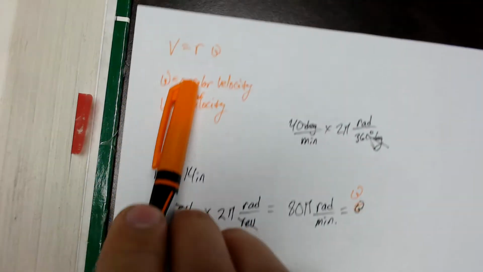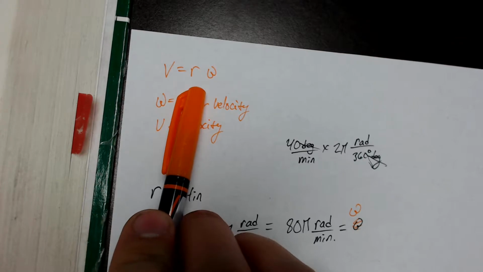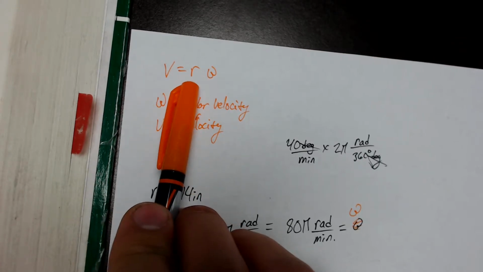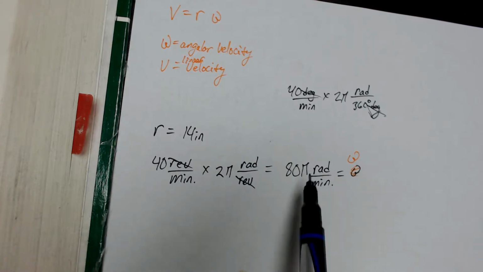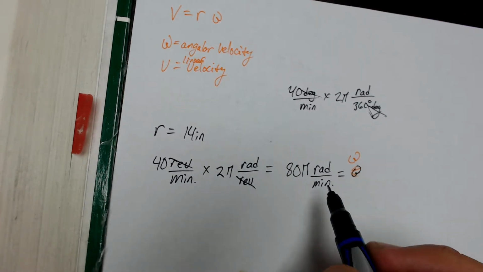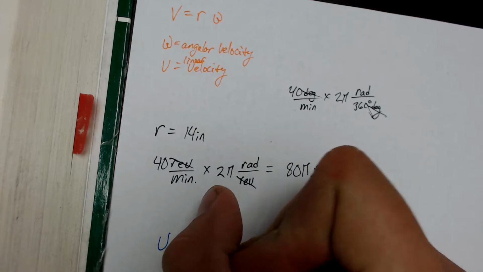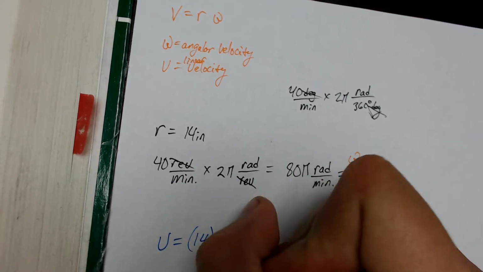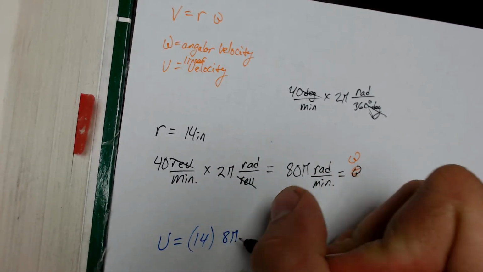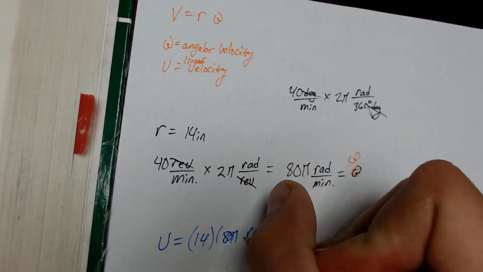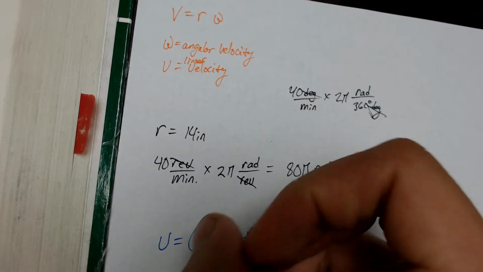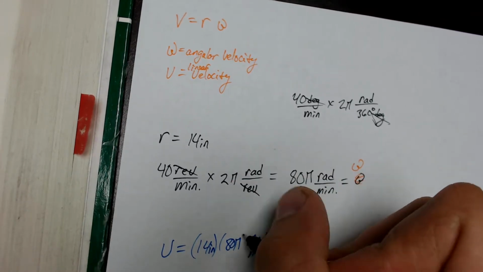And again, remember we said velocity is equal to radius times omega. So if we want to find the velocity of this wagon wheel, we have to take our radius of 14 and multiply it by our angular velocity of 80 pi radians a minute. So velocity is going to equal 14 times 80 pi radians a minute, and I forgot this is 14 inches.